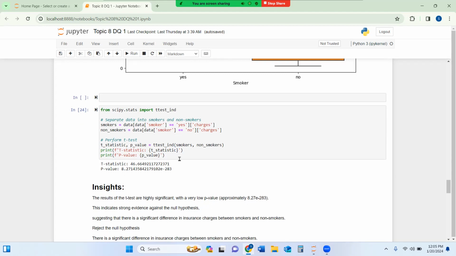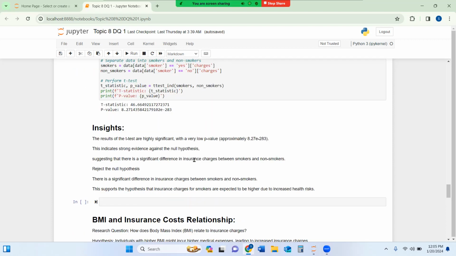The t-test is highly significant with a very low p-value, which indicates strong evidence against the null hypothesis, suggesting that there is a significant difference in insurance charges between smokers and non-smokers. The null hypothesis is rejected in this case, and this supports the hypothesis that insurance charges for smokers are expected to be higher due to increased health risk.